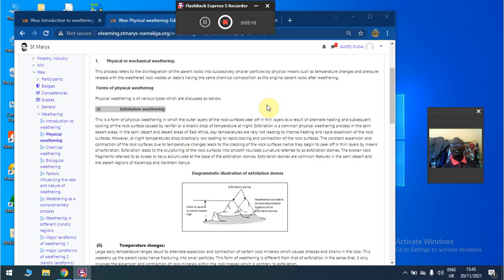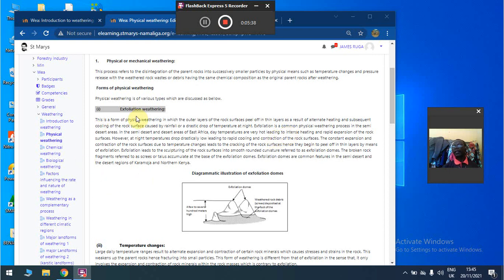So when rock surfaces disintegrate in thin layers in this way, we call it exfoliation weathering. Exfoliation weathering is brought about by temperature changes, and is very dominant in semi-desert and desert areas of East Africa, where there are rapid temperature changes during day and night.